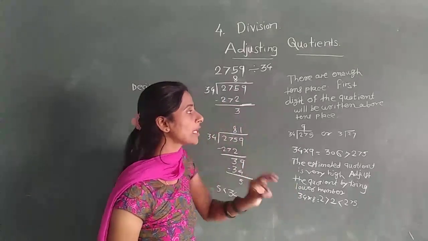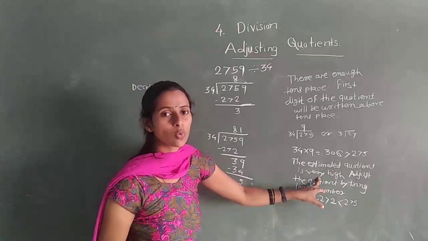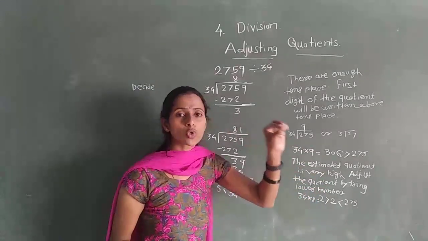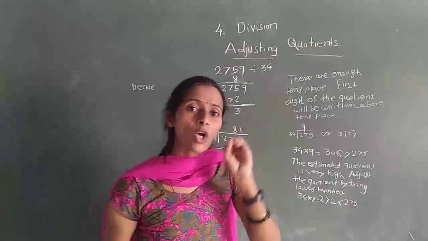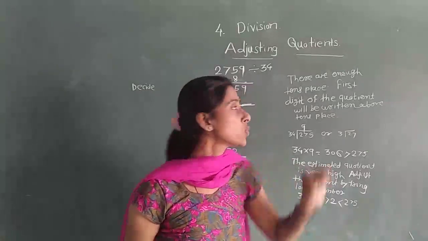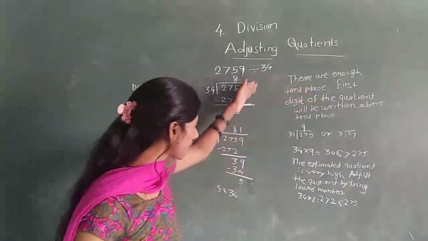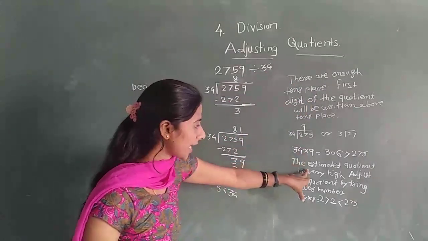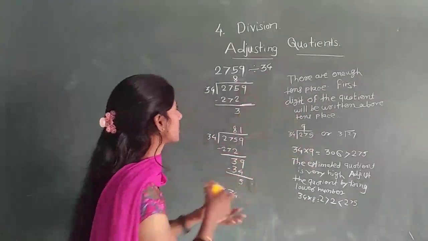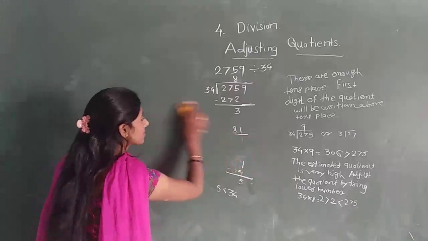It is the same procedure, only adjust the quotient. That means if the estimated quotient is very high or very low, then adjust the quotient. Clear how to adjust the quotient? The procedure is the same, only here we adjust the quotient.